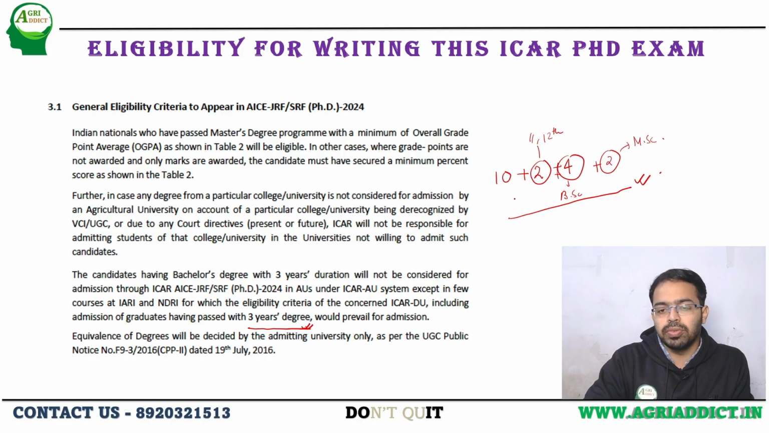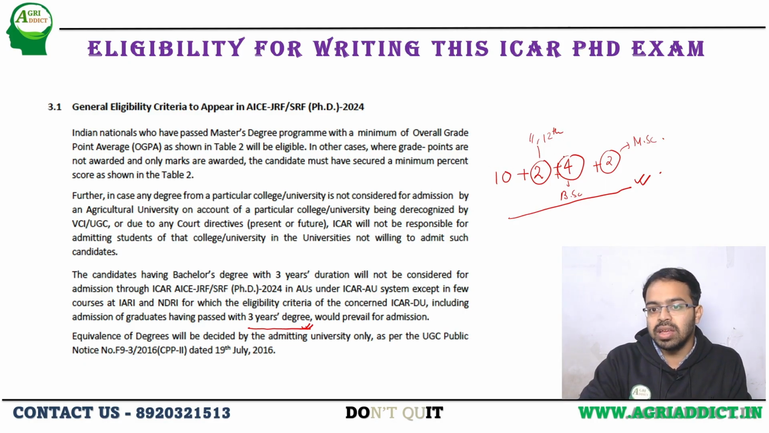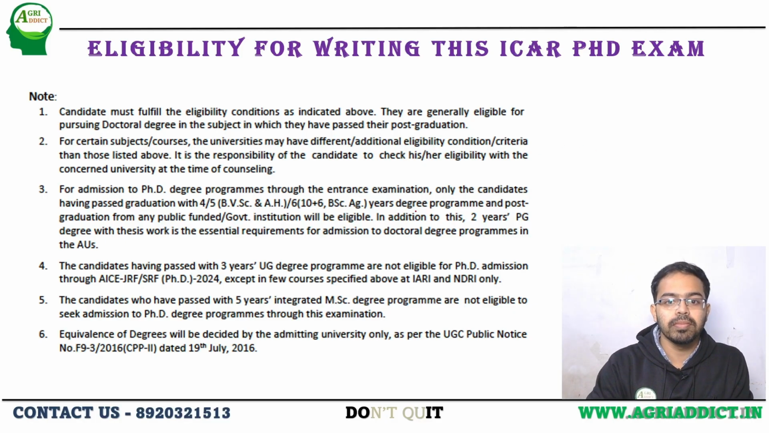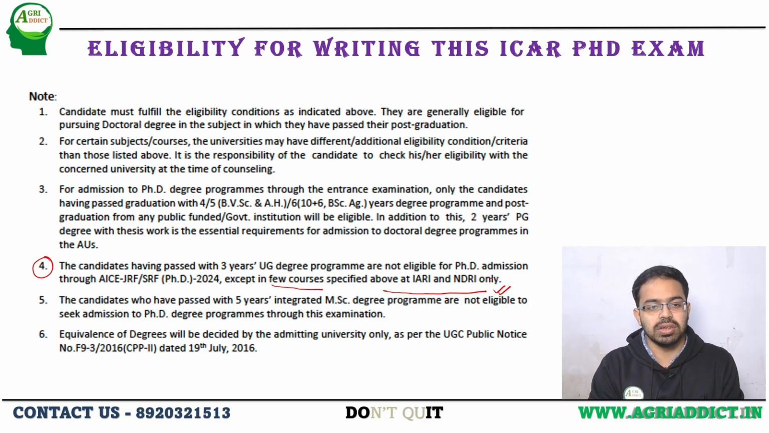For entomology, if you want to write ICAR PhD, you need to have 10 plus 2 plus 4 plus 2 years degree course, that is 10 years for your matriculation, 2 years for your higher secondary, then 4 years BSc agriculture and 2 years MSc agriculture. You can see number 4, not eligible, except a few courses specified at IARI and NDRI only. Anyway, it is not needed for your entomology exam. So you need to complete a 4-year BSc degree course.